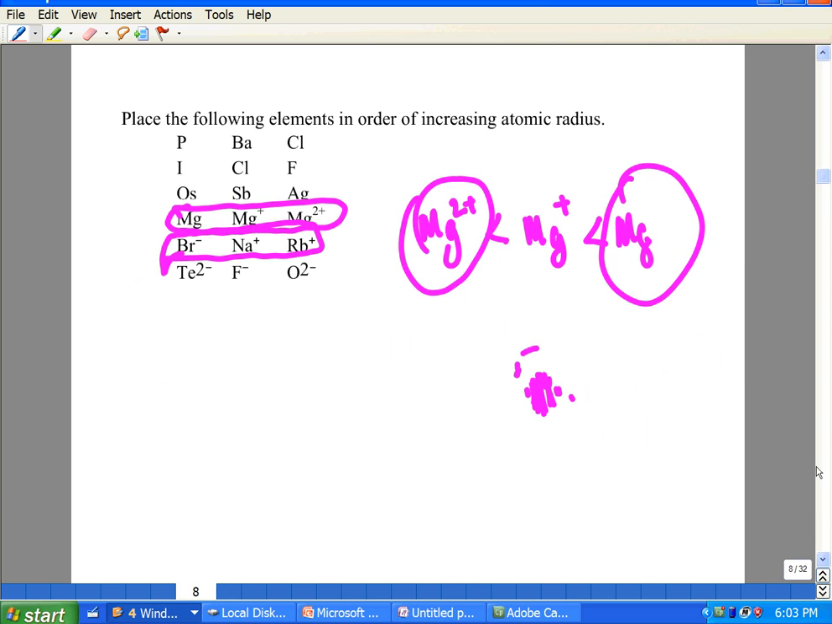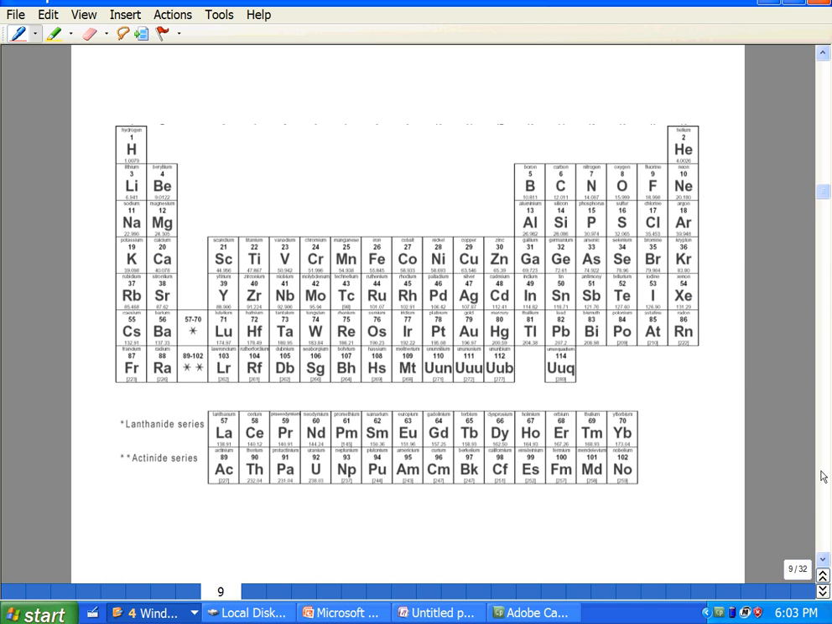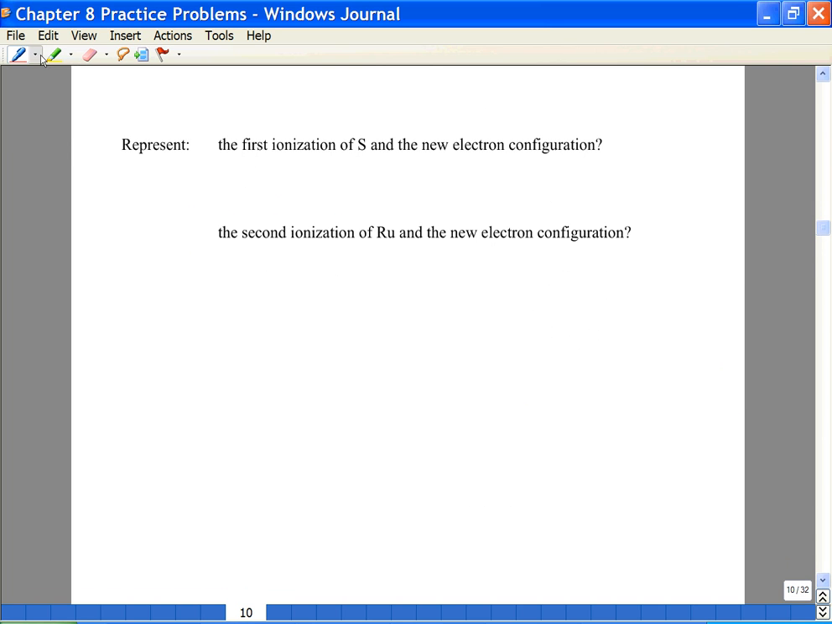So let's go on to the next one. It's getting close to midnight, so I'm getting sleepy, so I'm going to try not to be confusing at all. Try to be as coherent as possible here.